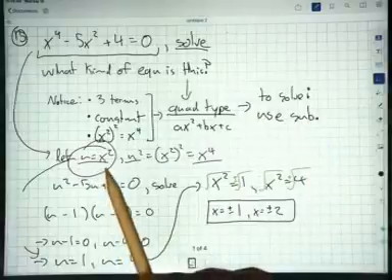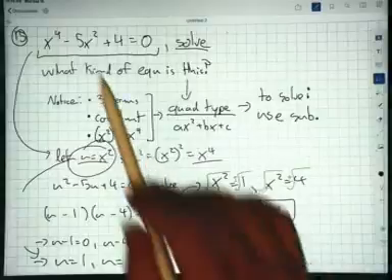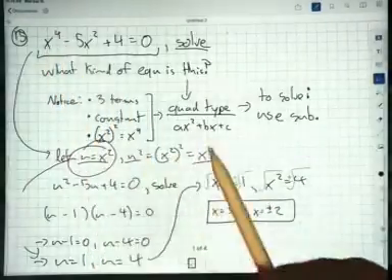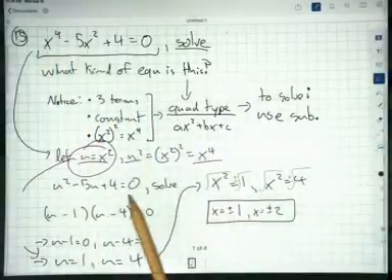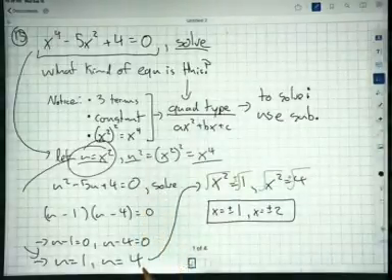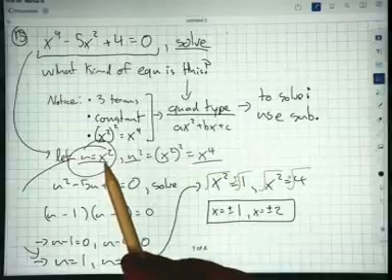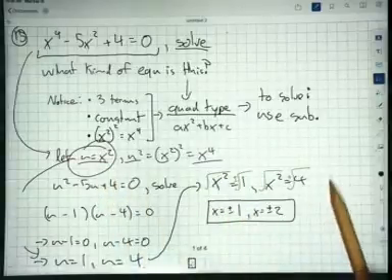So we let u be equal to the middle variable, then we square it, you get the first variable and its exponent. So we create this quadratic equation that we solve. Once you know what u is, you go back and resubstitute x squared for u and solve this.